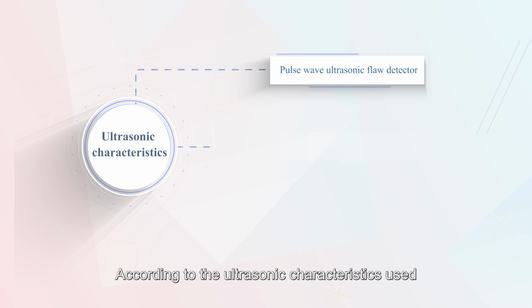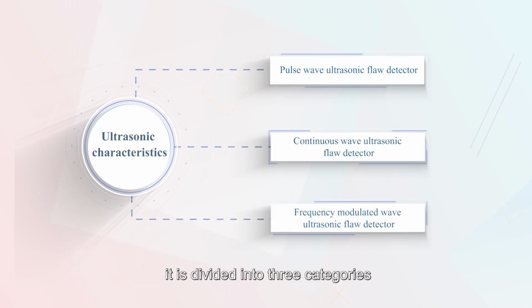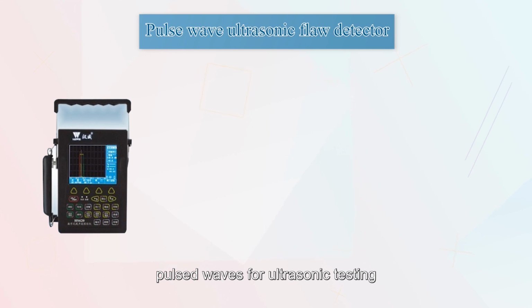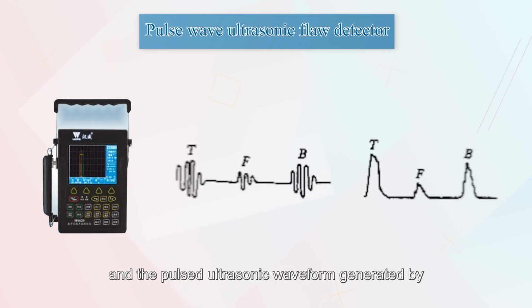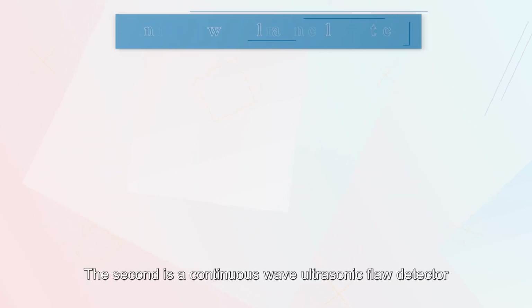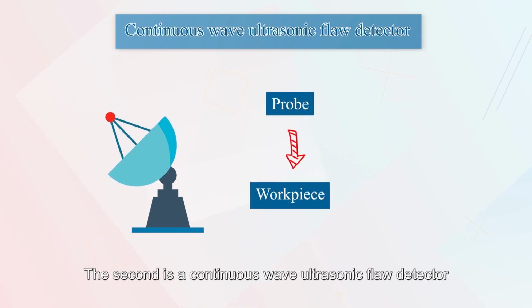According to the ultrasonic characteristics used, it is divided into 3 categories: pulse wave ultrasonic flaw detector, continuous wave ultrasonic flaw detector, and frequency modulated wave ultrasonic flaw detector. An instrument that uses pulsed waves for ultrasonic testing is called a pulsed ultrasonic flaw detector, and the pulsed ultrasonic waveform generated by it is shown in the figure. The second is the continuous wave ultrasonic flaw detector.